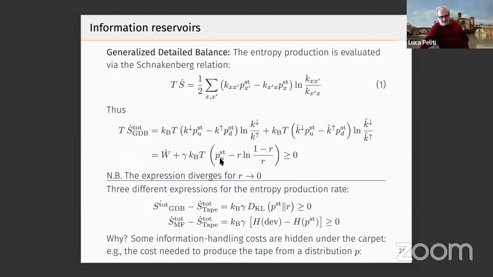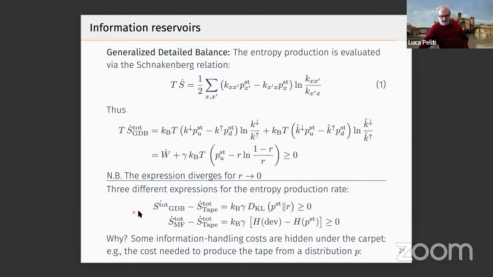If you plug in the values, what you get is that the total entropy production, which must be non-negative, of course, is given by the work performed on the system plus kT times this expression that you see, which is slightly different from what we had before. In particular, this expression diverges when R goes to zero. It means that if you start with a tape which is practically clean, then we have very large entropy production. To make a long story short, we have three different expressions for the entropy production rate, and we can relate them in this way.